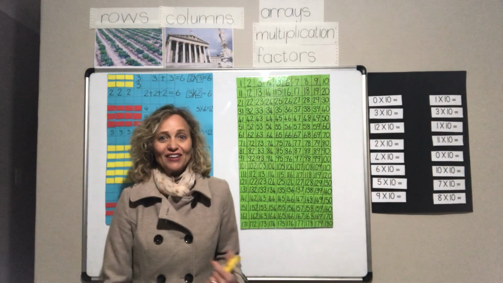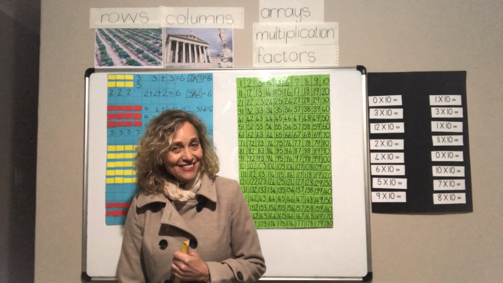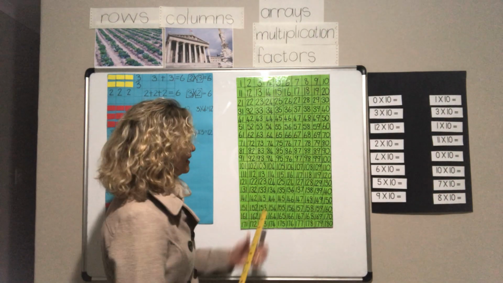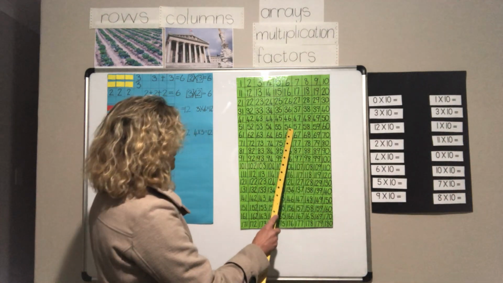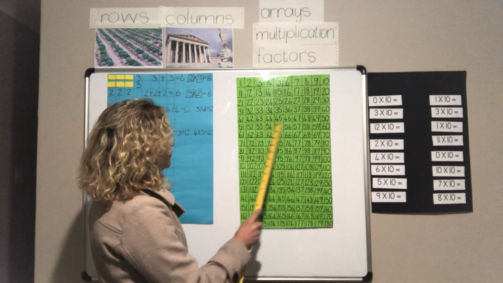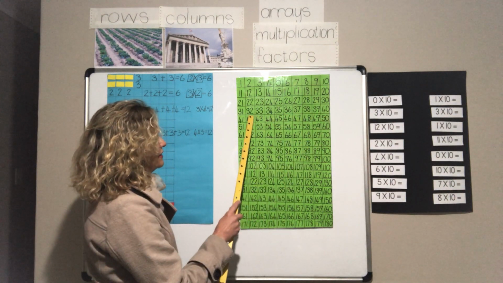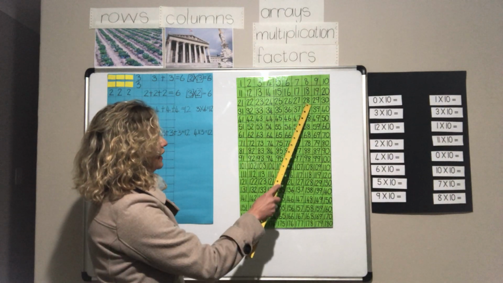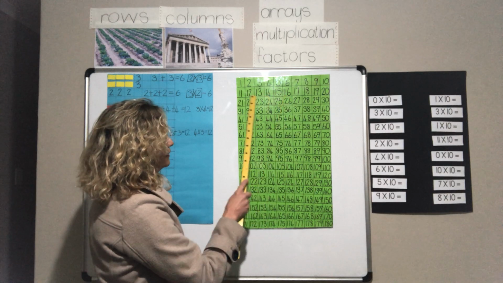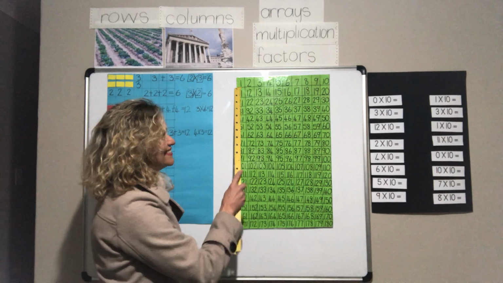180. Yes, we've gone a long way today. We've counted all the way up to 180 in 3s. We're going to count backwards in 4s from 60. So let's go. 56, 52, 48, 44, 40, 36, 32, 28, 24, 20, 16, 12, 8, 4, 0.